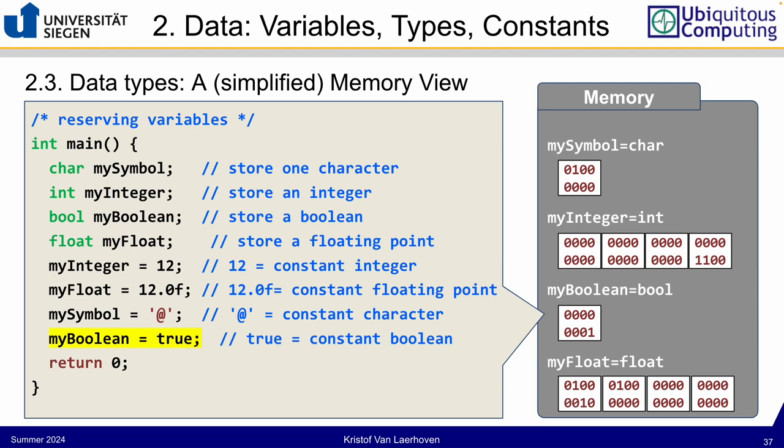Same for a boolean. A boolean can be true or false, and this is then depicted on the lower levels as something which has nothing but zeros, or has lots of zeros with a one. And in that case, it's true.